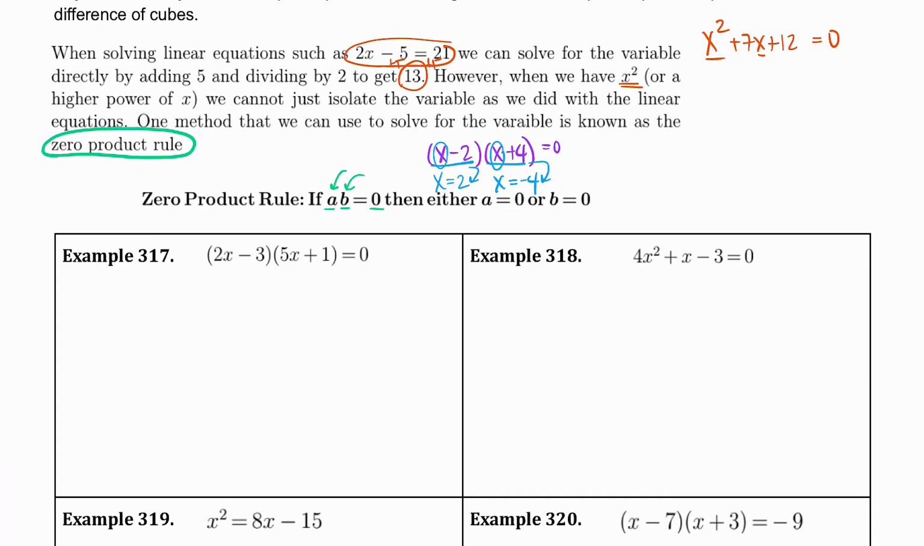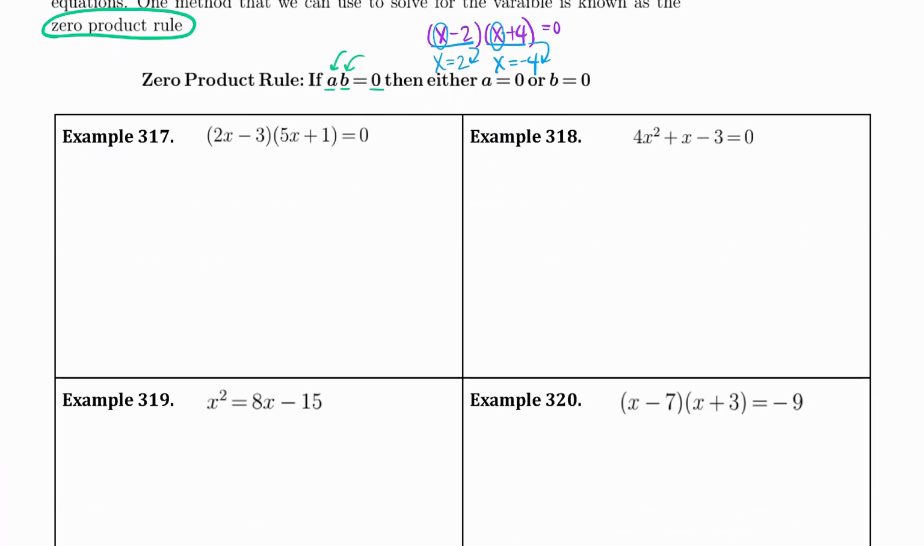So like on example 317, this one's actually already factored for me. If we are just solving it, we have a factor times a factor equals 0. So using our zero product rule, we know that either 2x minus 3 equals 0, or 5x plus 1 equals 0. One of these has to be true, or both could be true.